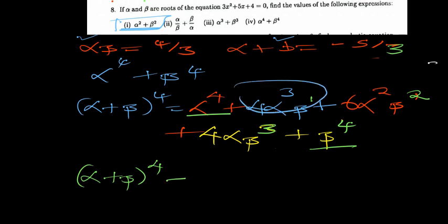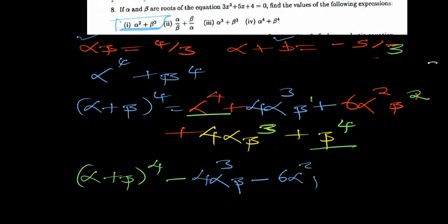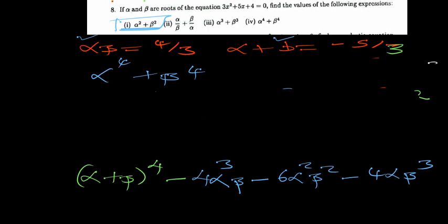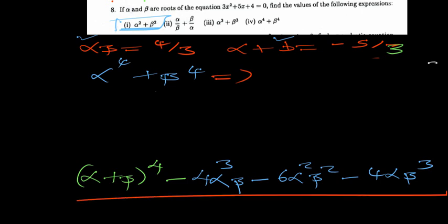This part, 4 alpha cubed beta minus 6 alpha squared beta squared, and then minus 4 alpha beta cubed. So I've removed all the other 3 terms, and then everything else remains on there as our interest, which is of course this part. So this is now equal to that.